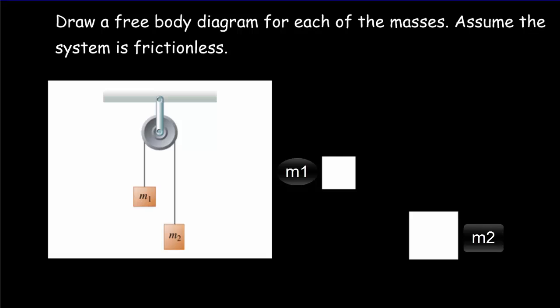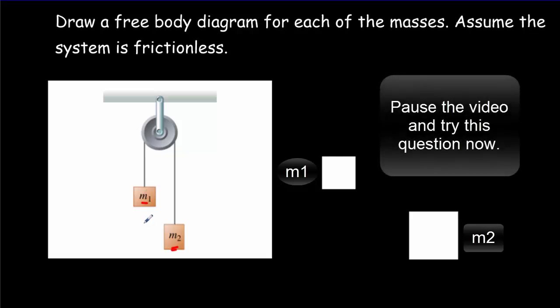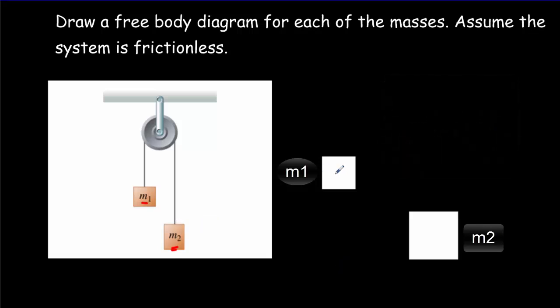Okay, another question. This one involves an Atwood's machine. We've got two masses, M1 here, a little less than M2, so M2 is going to accelerate downwards, M1 is going to accelerate upwards. I want you to draw free body diagrams for each of the masses. So pause the video, try the question, come back for the answer. So let's start step 1, draw our central dots. Step 2, draw the weight downwards towards the center of the Earth for each of the objects. I'm going to make the weight of the big block bigger than the weight of the small block by drawing this arrow a little bit longer.